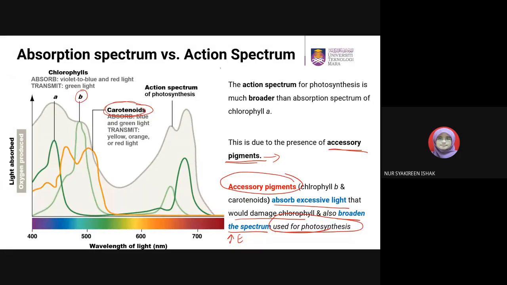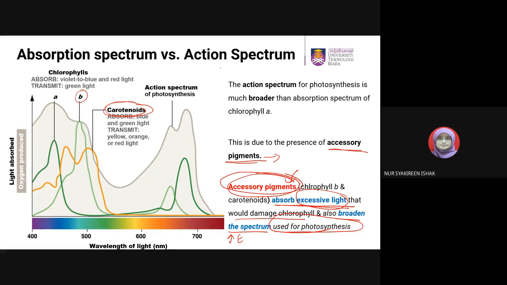So as you know, plants are sessile organisms, they cannot move. So when they are exposed to hot temperature or excessive light, they need some kind of protection to protect themselves from excessive exposure to light. That is also the importance of having accessory pigments to absorb excessive light, to protect them from excessive exposure to sunlight.